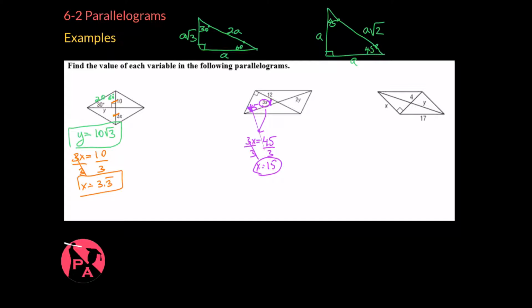About the y, let's figure that one out. So if this part of the diagonal is 2y, this right here is going to be the same. It's going to be 2y, because remember, diagonals bisect each other. So here we have 2y.